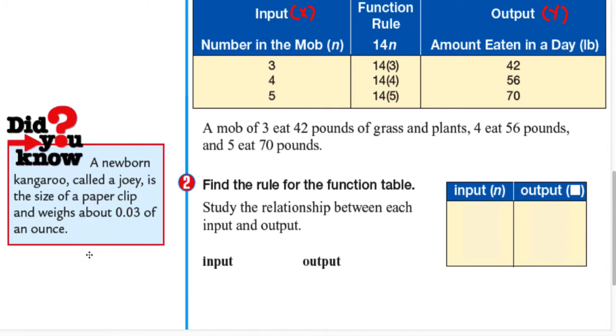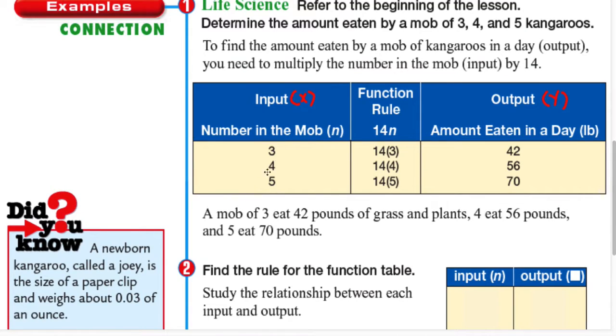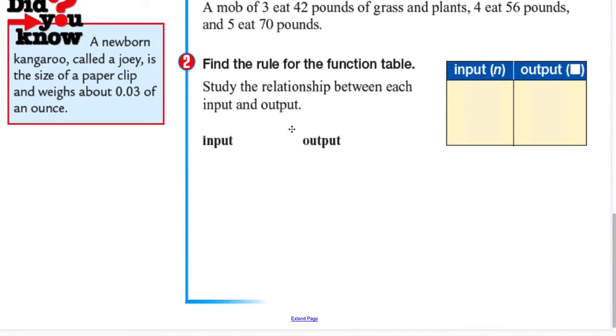So in example 1, we basically know what the input is, and we know what the function rule is, and we just need to find out the output. In example 2, we need to find the function rule. So find the rule for the function table, and let's study the relationship between input and output. These are our inputs, negative 2, 0, 1, 3, and these are our outputs, 2, 4, 5, and 7.